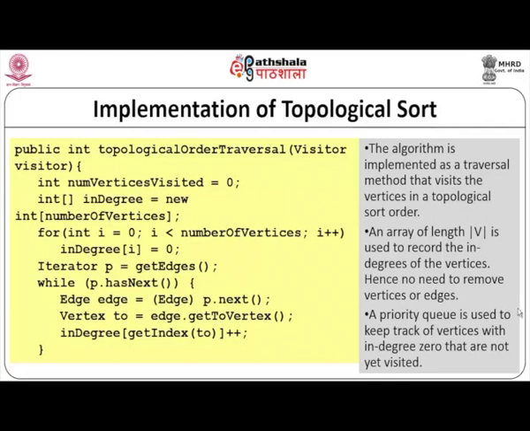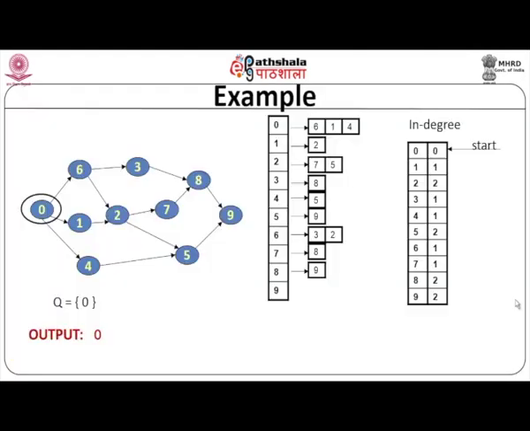We will see in the next module how this can be represented as a depth first search also. So, an array of length V is used to record the in degrees, and there is no need to remove vertices or edges. The priority queue is used to keep track of the vertices with in degree 0 that are not yet visited. So, we will see this algorithm.